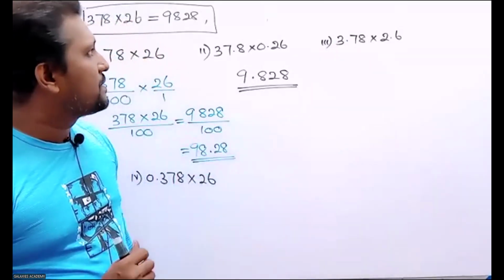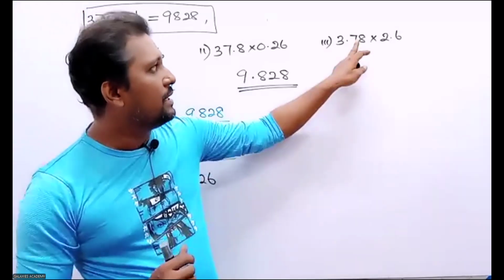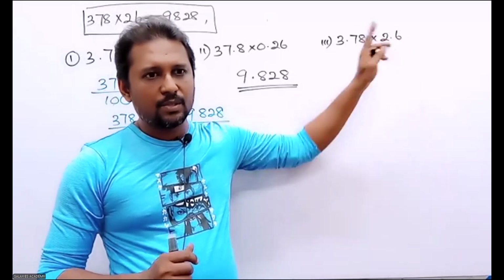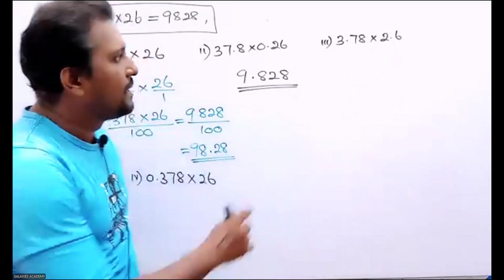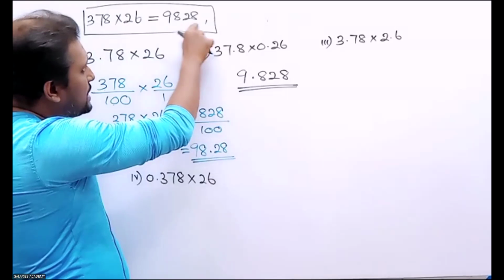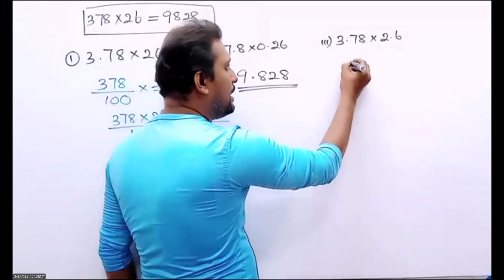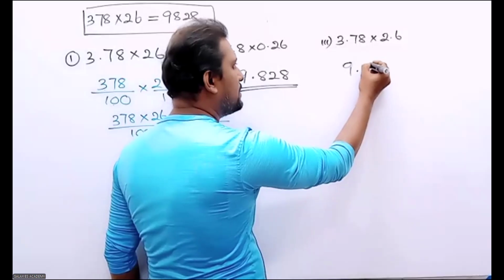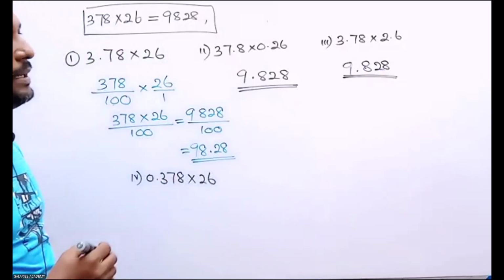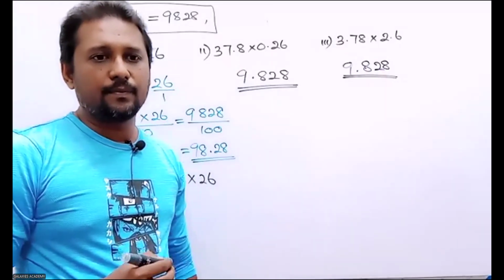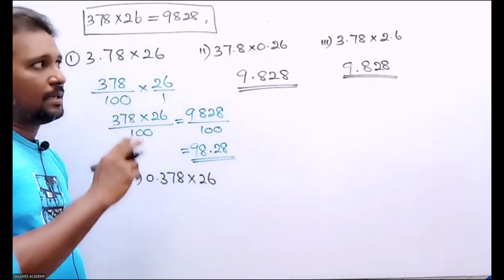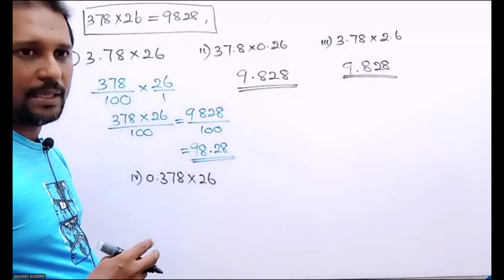How many decimal places does this multiplication have? This one has 2 decimal places. This one has 1 decimal place, no? So totally there are 3 decimal places. Same digits, 378 multiplied by 26. So for the answer of this one, you have to keep 3 decimal places. So the answer is 9.828, because the multiplication has 3 decimal places totally.